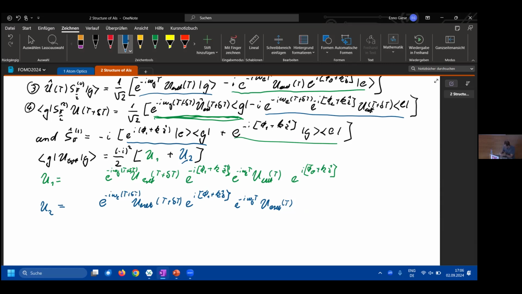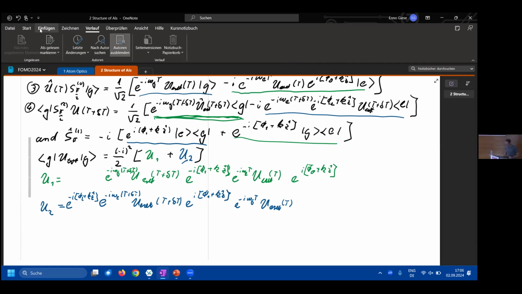And on the very left I have something that I first forgot, and that is e to the minus i (phi 2 plus k times z) operator. And now I have two operator sequences. Now let's try to interpret those.